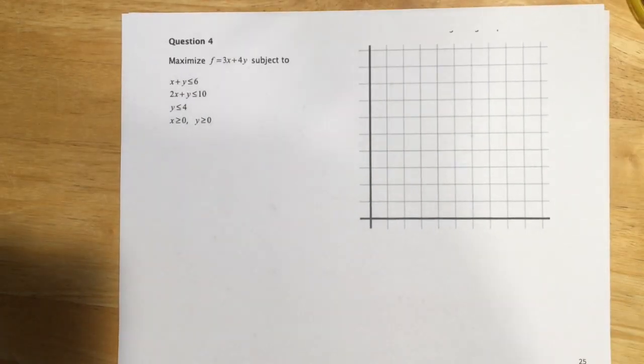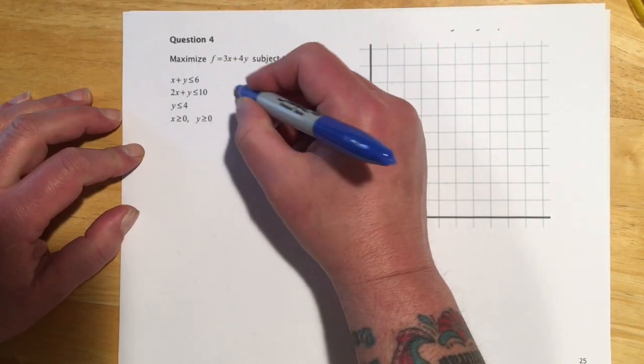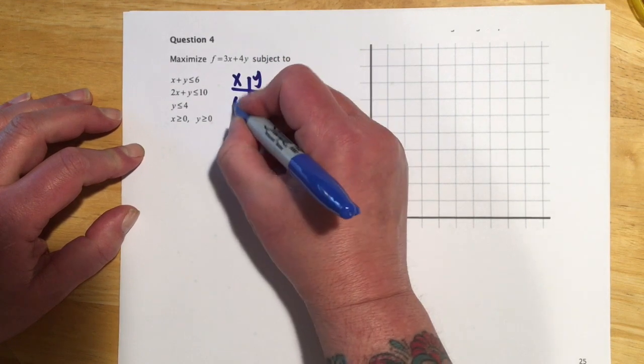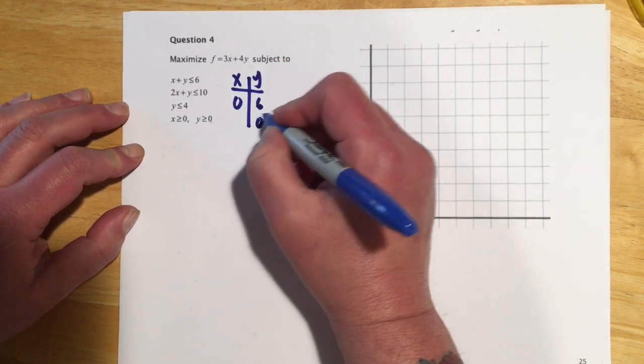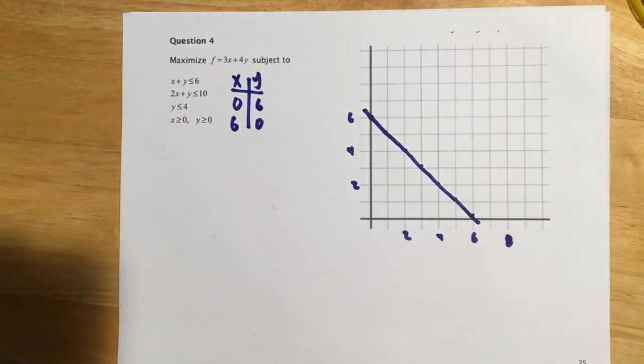Okay, number 4 is the one I would have you guys try in class, and it sucks way less than the one I just did. So for this first equation, we'll have x plus y. When x is 0, y is 6, and when y is 0, x is 6. So there's the first one.